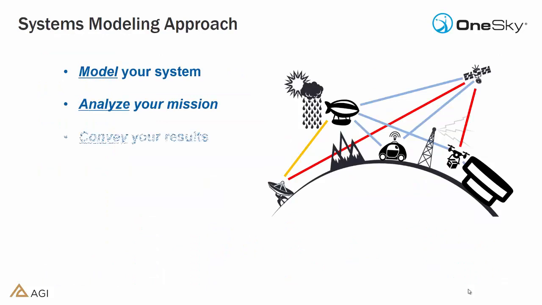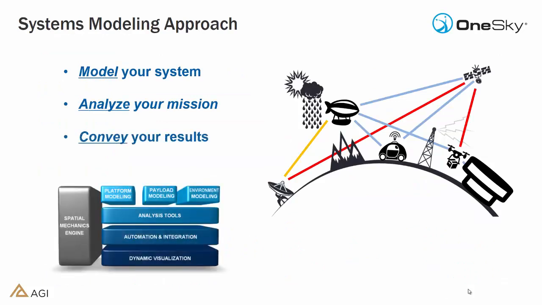And AGI's history is really providing modeling and simulation tools to the aerospace industry. The typical workflow for use of most any of our tools is to model, analyze, and convey. All right, so modeling the systems that are involved and analyzing their relationships with each other, and the capabilities that you've modeled, and then conveying those results. So, charts and graphs and just visual representations of those systems.